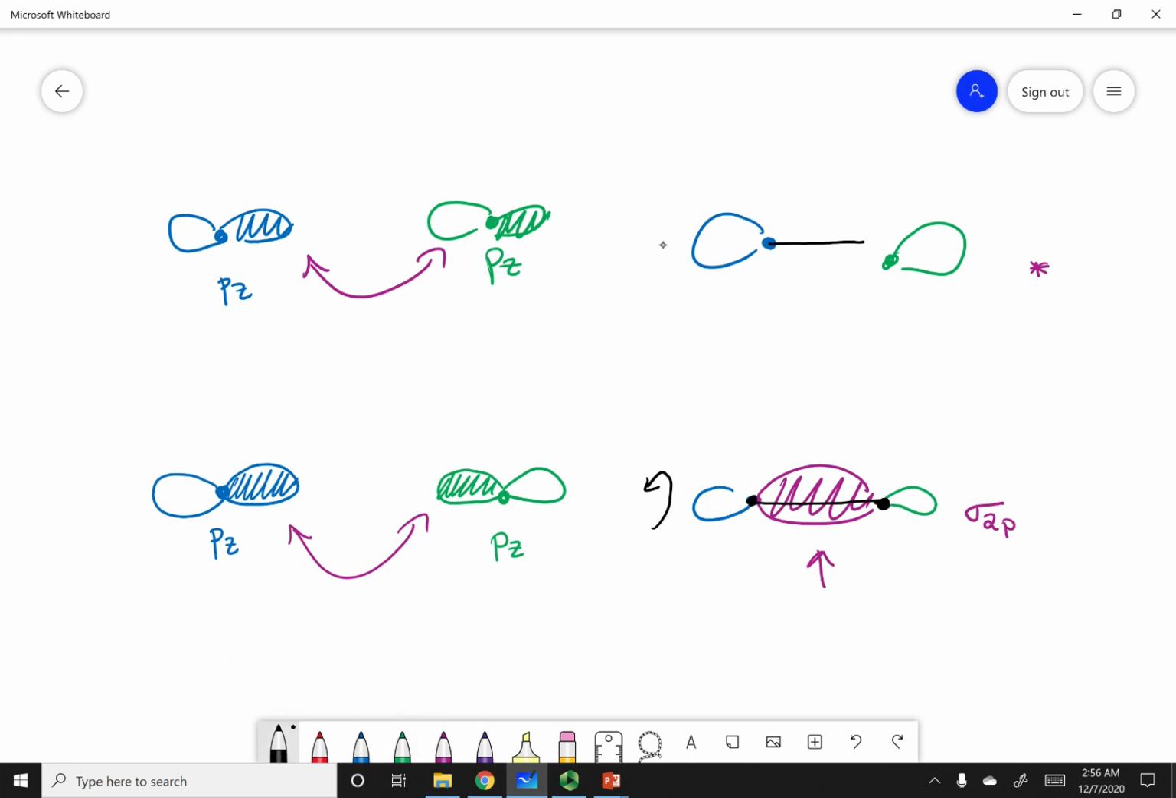Here's my bonding axis. I rotate around that, and what I see is it is symmetric with the bonding axis. So again, this is going to be a sigma type orbital. This is made from my two pz orbitals, so I'm going to call this sigma 2p star. So this takes care of pz's coming together. Let's go ahead and take a look at the other p orbitals.